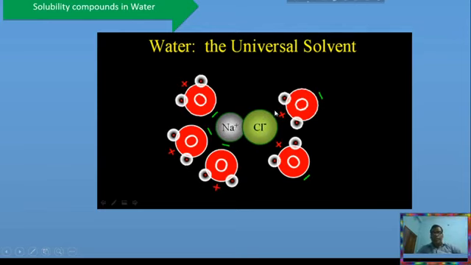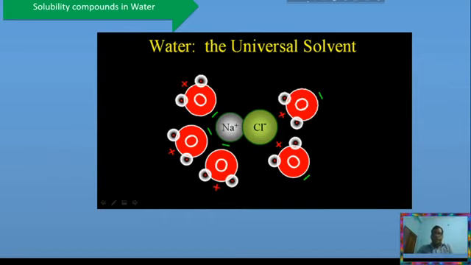That's why ionic compounds are easily dissolved in water. On the other hand, the covalent compound has no positive or negative charge. That's why these are not soluble in water.